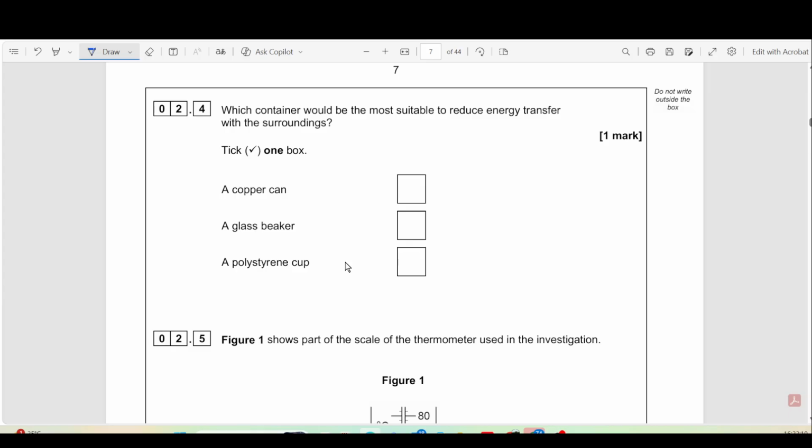It says which container could be the most suitable to reduce energy transfer with the surroundings. So it can be this polystyrene cup. Why? Because of insulation. Polystyrene is a very poor conductor of heat, and it contains many small pockets of trapped air. And since air is an excellent insulator, it will reduce the rate of conduction. And the other options: copper is a very good conductor of heat, so it can't be. Glass is a better insulator than copper, but it is much more conductive than polystyrene, so this is the better one.